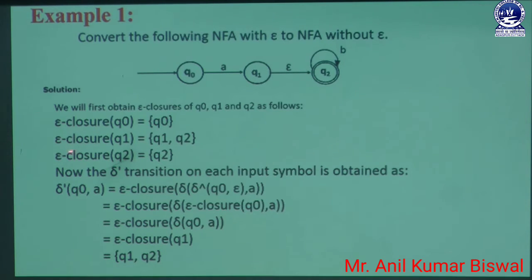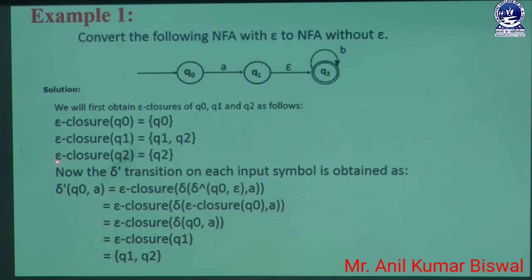If we take the epsilon closure property on state Q1, we get 2 states: Q1 itself and Q2, which is already described in this diagram. Whenever we put the epsilon symbol on Q1, we get the next state, which is the final state, Q2, as shown in this slide.